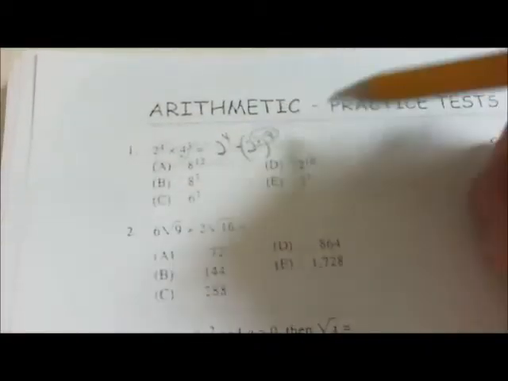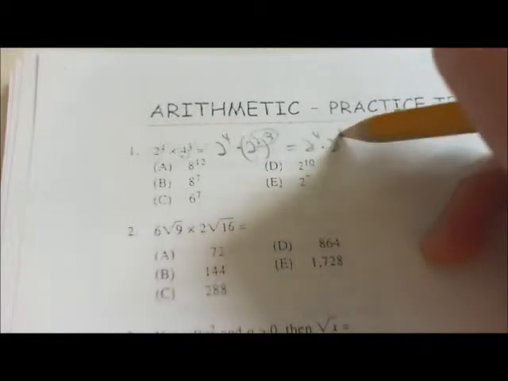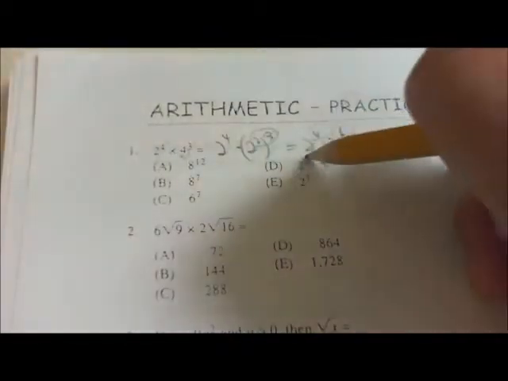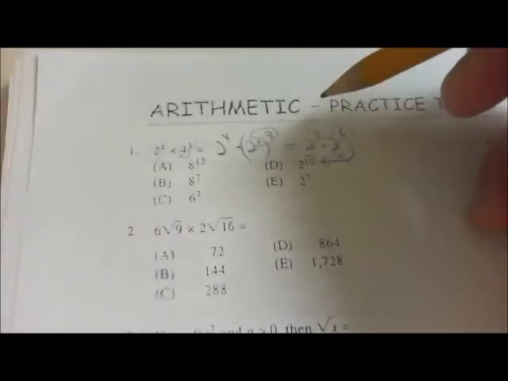So the power to the power is 6. So you have 2 to the 4 times 2 to the 6, which is equal to adding the powers up. Okay? If you have the same base, add up the powers, 4 plus 6. So when you multiply, it's 2 to the 10th power, so it's D.